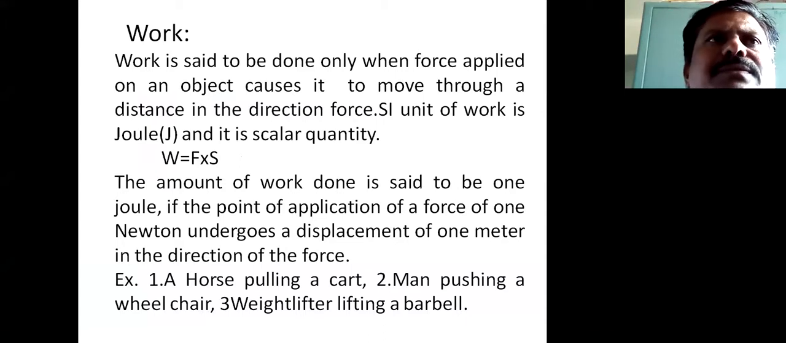So you know what you mean by work. Work is said to be done only when the force applied on an object causes it to move through a distance in the direction of the applied force.